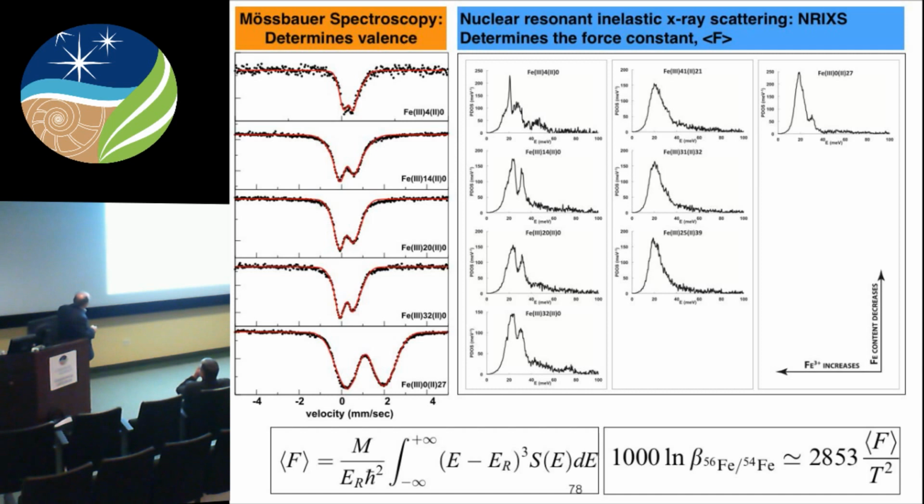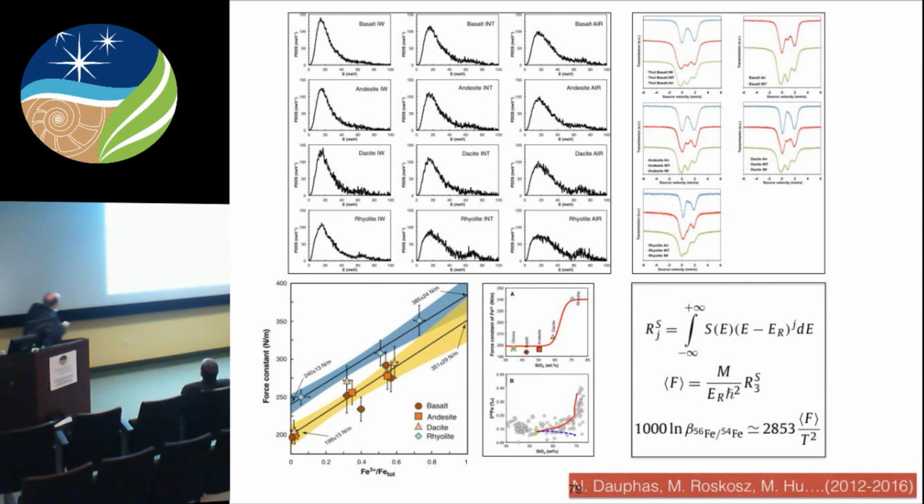There were a number of different samples that came to my lab, and we have a Mössbauer lab, so we can measure the 2+/3+ ratio. These are basalt, andesite, dacite and rhyolite with different buffers, iron-wüstite buffers and a few other buffers, prepared at different conditions. We measure the Mössbauer spectra, determine the 3+ and 2+ content, and then make a correlation between iron 3+ content and the force constant. And as you see, 3+ iron has almost twice as much, or at least 60% higher, force constant. Since our resolution is a few percent, we are quite sensitive to the effect of valence on iron isotope fractionation.